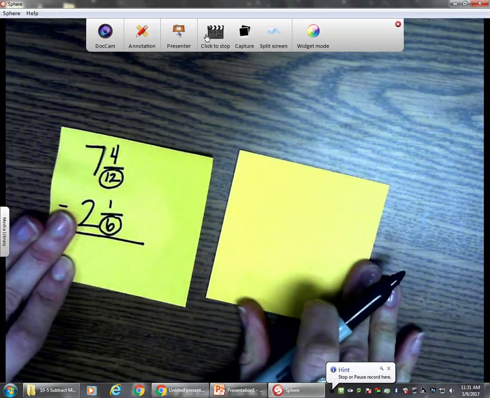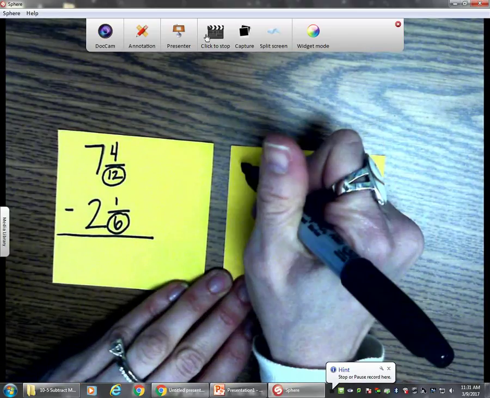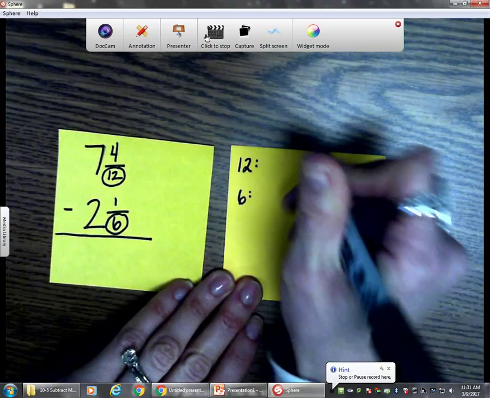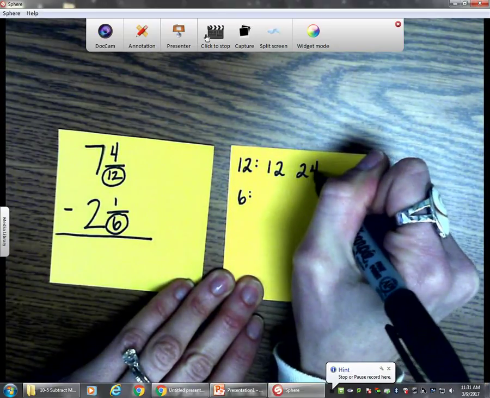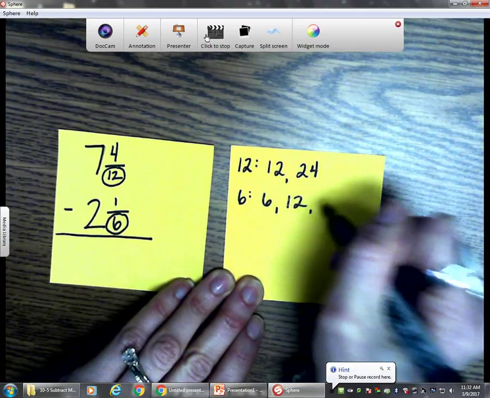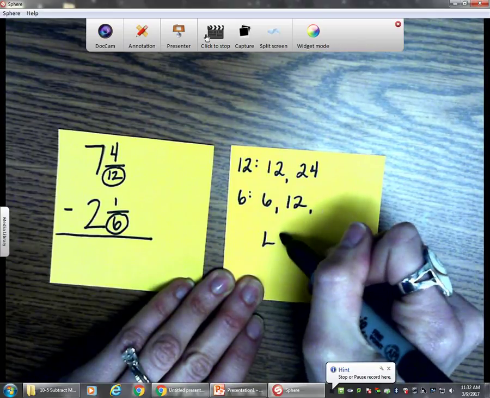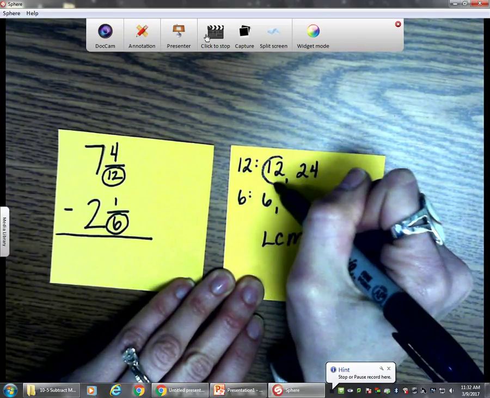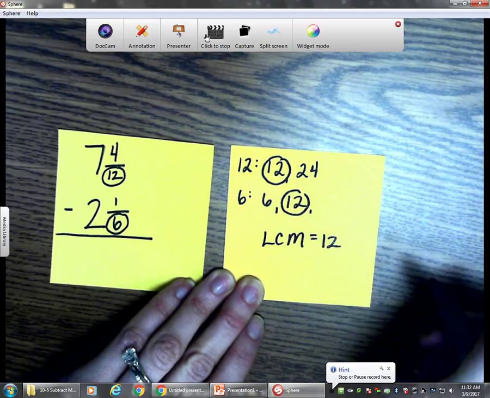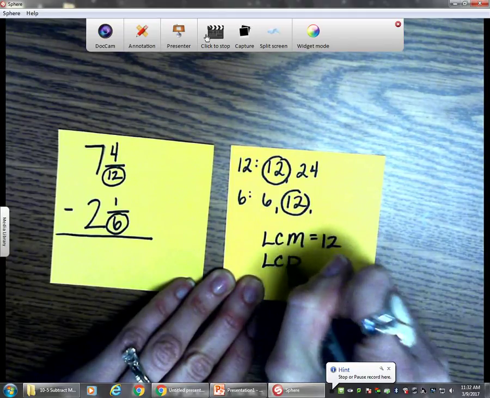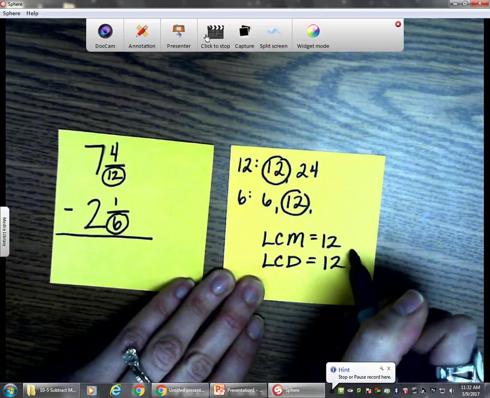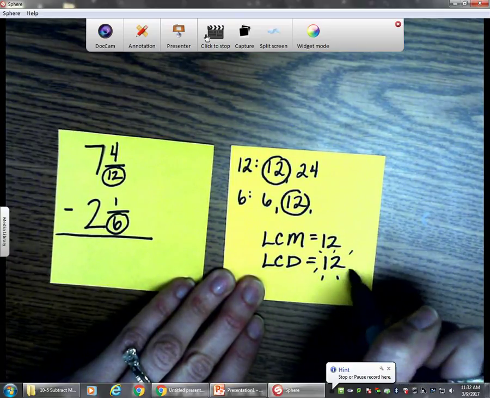If you need the same denominator, find the multiples. So if I find my multiples of 12 and multiples of 6, remember, multiples is a fancy word for skip count. So I'm skip counting by my 12s, I'm skip counting by my 6s. What kind of multiples? Least common multiples. The smallest one they have in common is 12. That means that's also the least common denominator, which means the new denominator needs to be a 12.